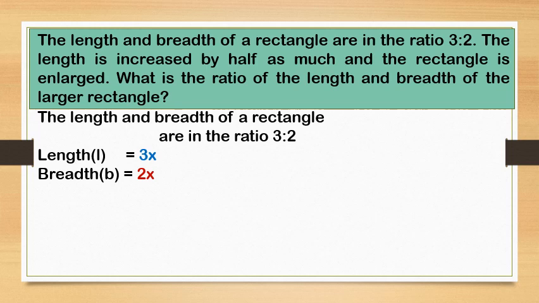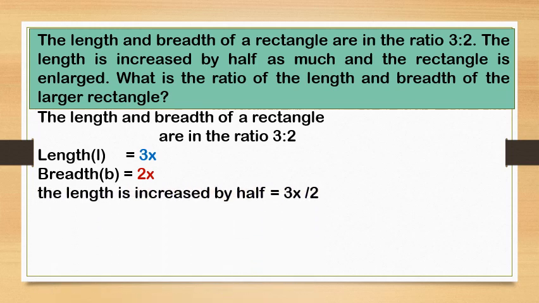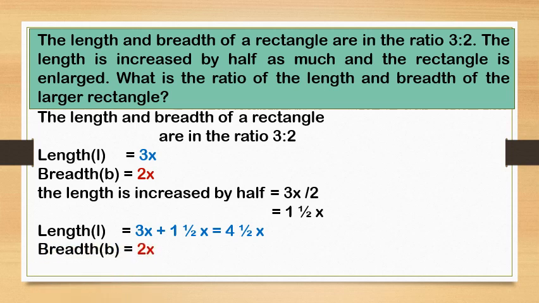So we can write the length is increased by half. So half of 3x is 3x divided by 2, which is equal to 1.5x. So 1.5x is added to the original length. So let us write the length of the larger rectangle equal to 3x plus 1.5x, which is equal to 4.5x. And the breadth is the same, 2x.